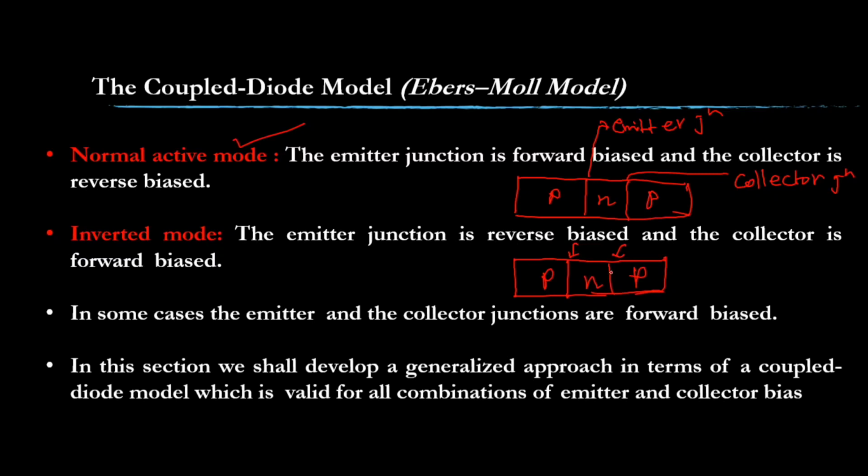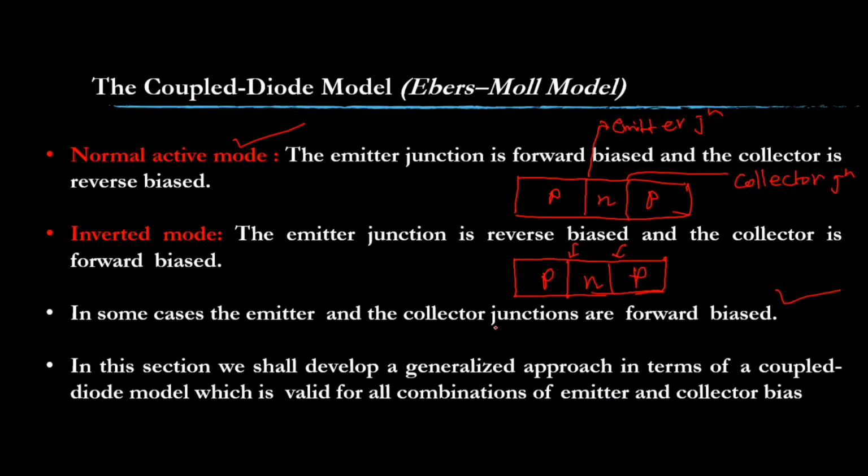In some applications, both the junctions are forward biased. Like switching of a transistor, we need to bias both junctions forward. Let's discuss that later, it's there in the syllabus. So what we are going to do in this session is develop a general approach for both cases, or I can say all three cases.